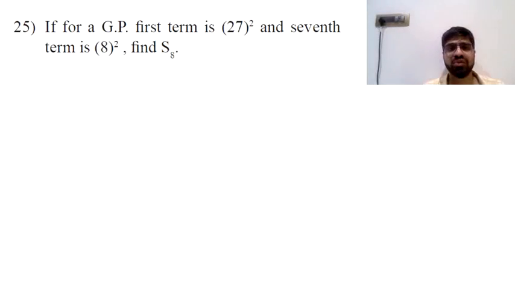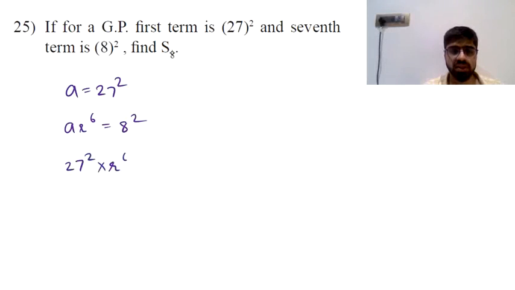Going ahead with the 25th one. For a GP, the first term is 27 square, the 7th term is 8 square, so find S8. So first term means a is 27 square, and the 7th term ar power 6 is 8 square. So we write a as 27 square into r power 6. You can write 8 square as 2 cube the whole square, and this will be equal to 2 power 6. 27 square can be written as 3 cube the whole square.